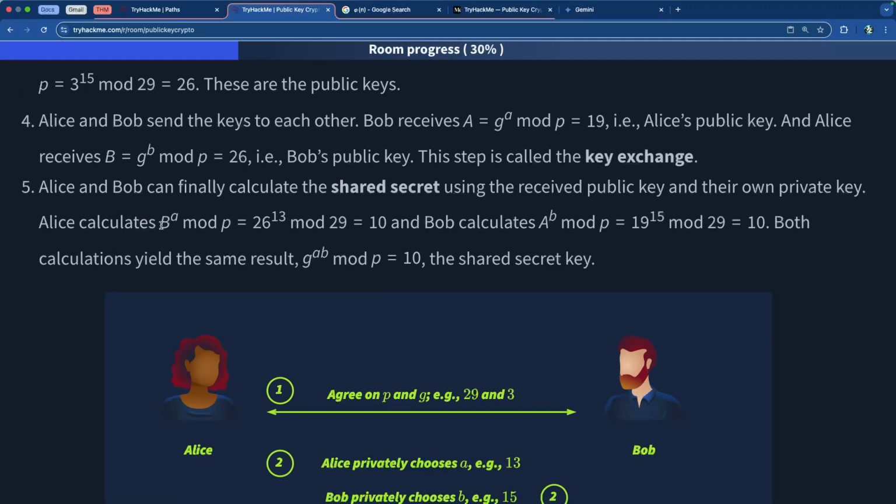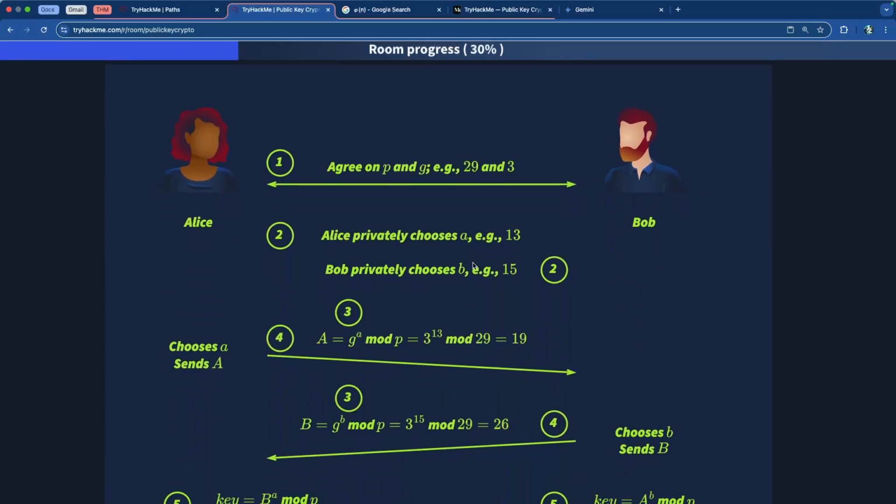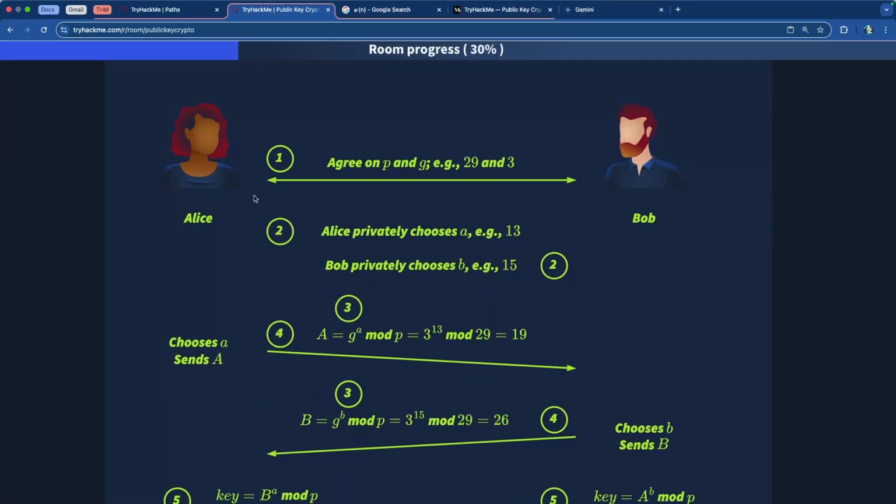Alice calculates B to the power of A, which is 26 to the power of 13 mod 29 equals 10, and then Bob calculates this and it equals 10. Both calculations yield the same result as G to the power of AB mod P equals 10, the shared secret. So let's see if we can get this from the visual here.